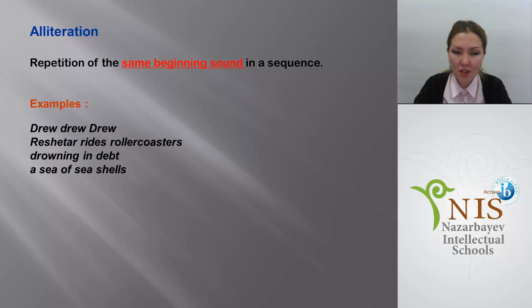Alliteration is repetition of the same beginning sound in a sequence. Let's see an example. Drew, drew, drew. Rishita writes roller coasters, drawing and out a sea of seashells.